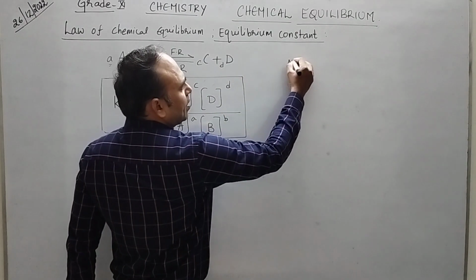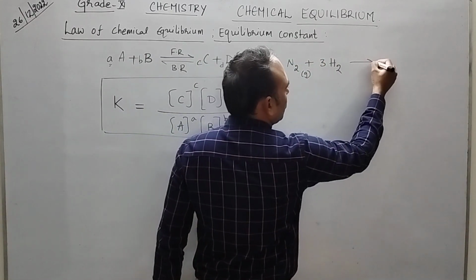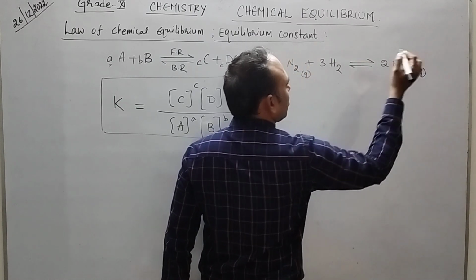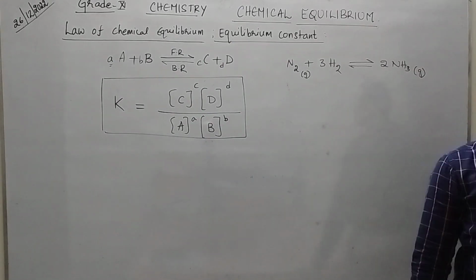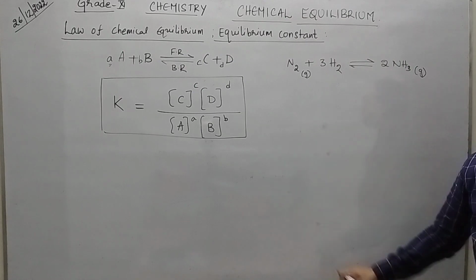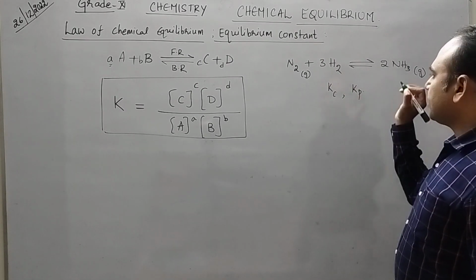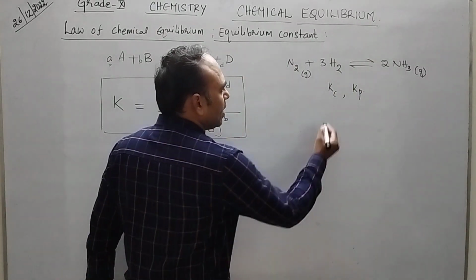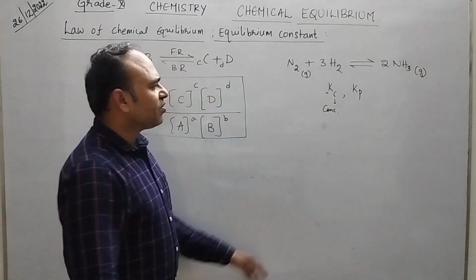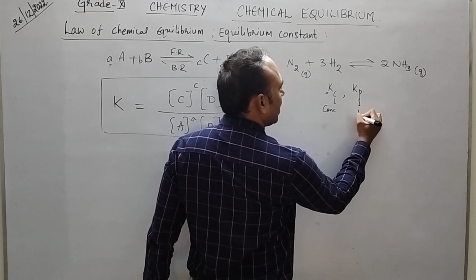If you take an example, Haber's process: N2 gas plus 3H2 will form 2NH3 gas. This is an important equation in Haber's process. You know this, the formation of ammonia. Now for this we have two things. First one Kc, second one is Kp. Now what is meant by Kc? K is the equilibrium constant and C is concentration. In terms of concentration you will write the equilibrium constant, and the P is partial pressure.